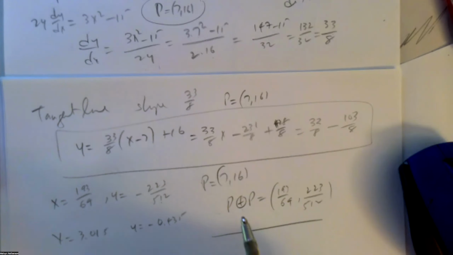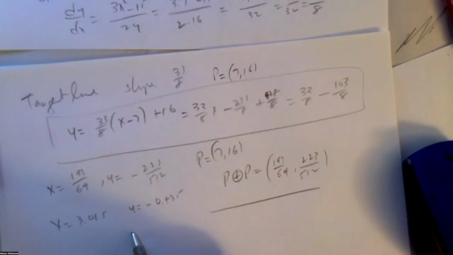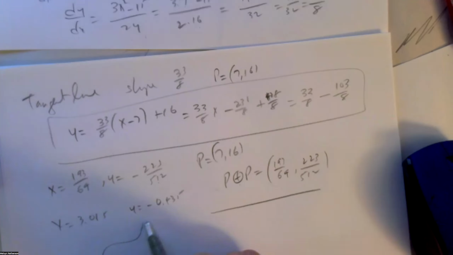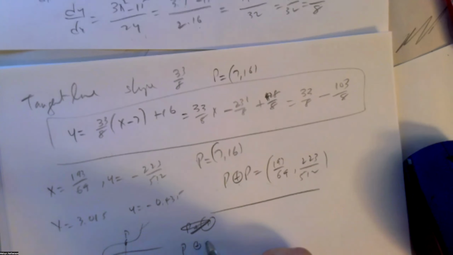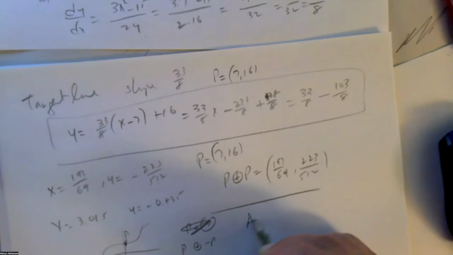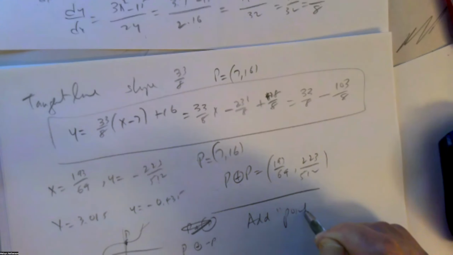Now, there's a second potential problem. Suppose that this is the situation. Suppose we had our elliptic curve, and this is my point P, and my point Q, I take to be minus P, just the reflection. And I want to take P plus minus P. Now, the line between them is just going to be the vertical line. That doesn't hit the curve anywhere else. So how do we define the sum? We add a point. It's called a point at infinity.